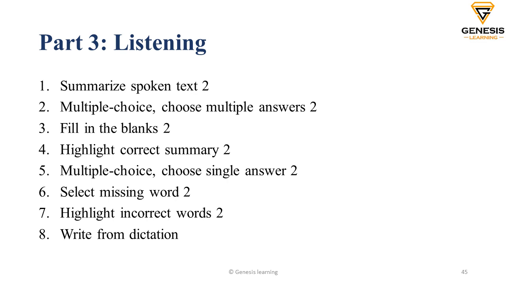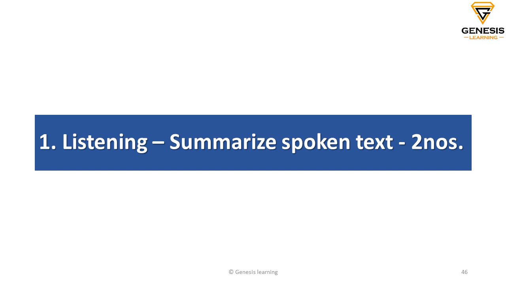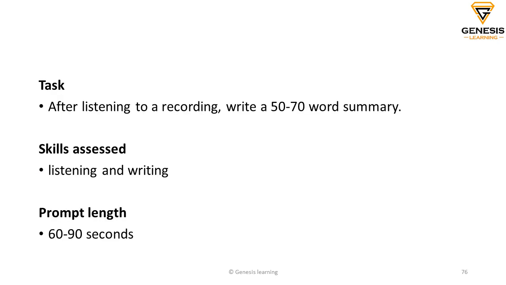And now let's move on to the 3rd part, which is the listening. Now in the listening, you've got 8 different tasks. The first one is summarize spoken text, and you get 2 of that for your main exam. So what happens is that you will hear a lecture. It can last around 60 to 90 seconds. During that lecture, you take down notes, and then you will get around 10 minutes to do the entire thing. And then you have to type out a summary of that lecture in the box.